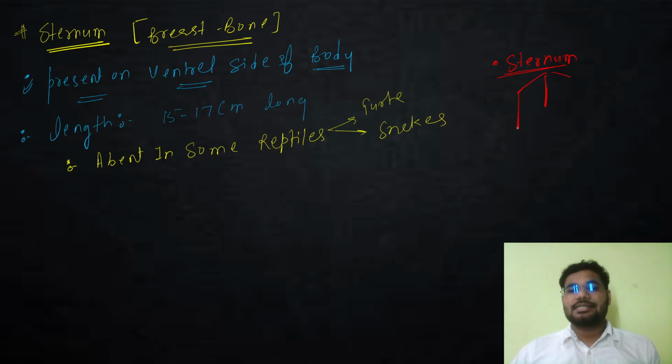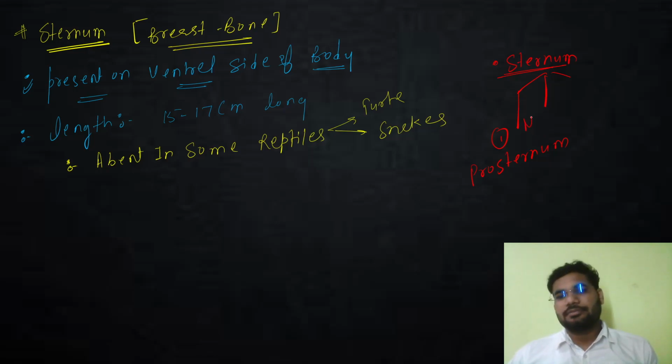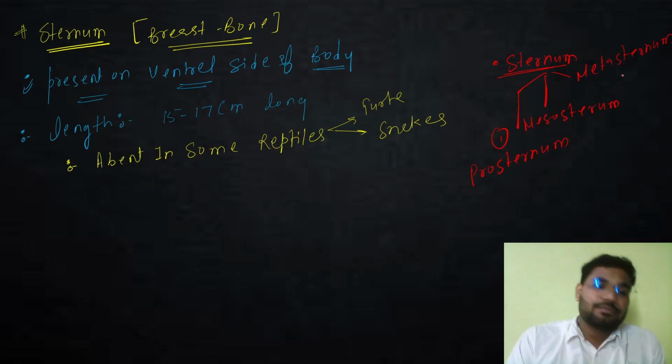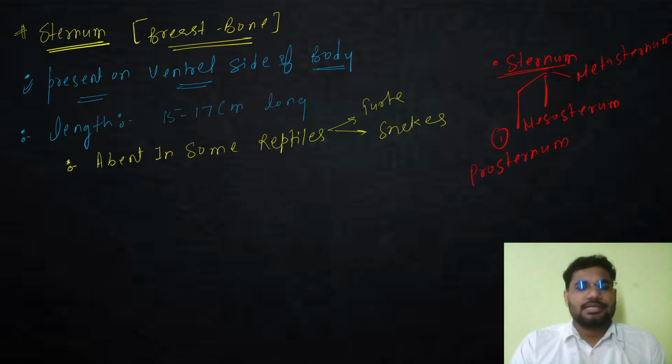The first is called the prosternum. Prosternum is also called the manubrium. The second is called the mesosternum, and the third one is called the metasternum. Let us see the diagram, and then with the help of the diagram we'll see where these parts are. You can take the screenshot now.